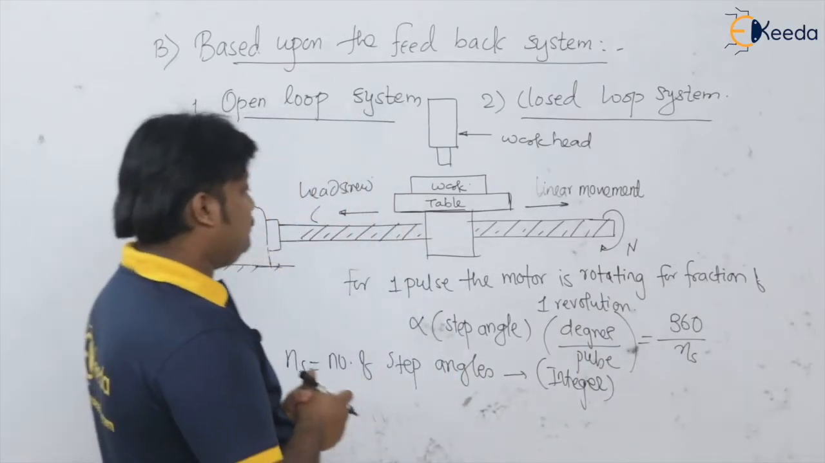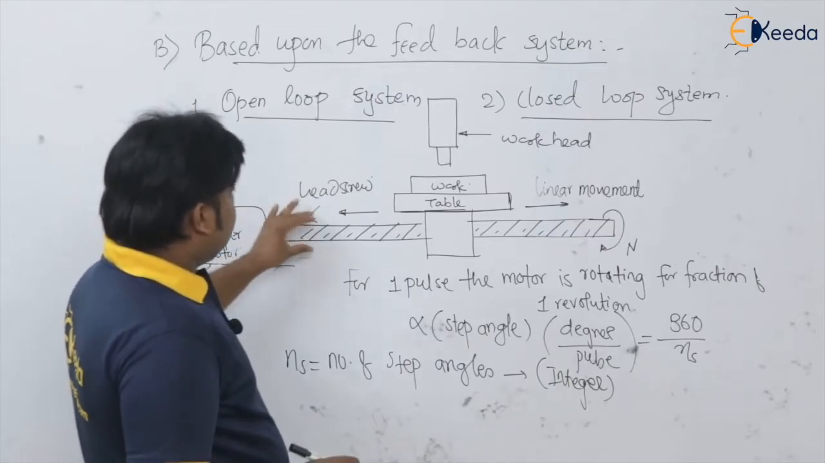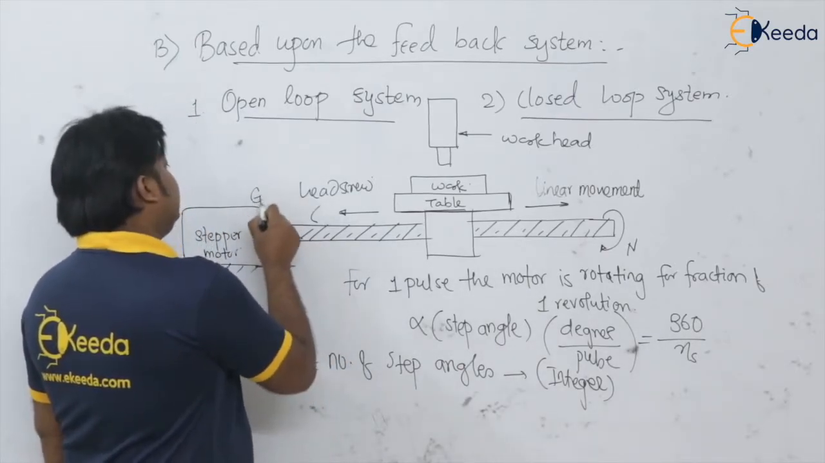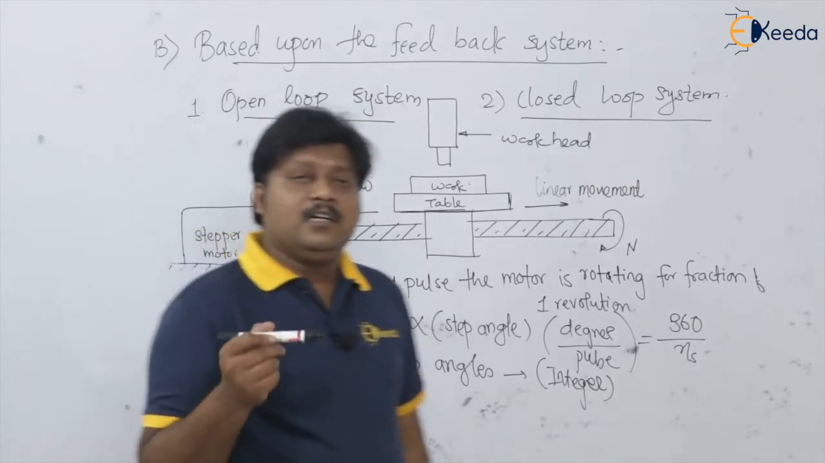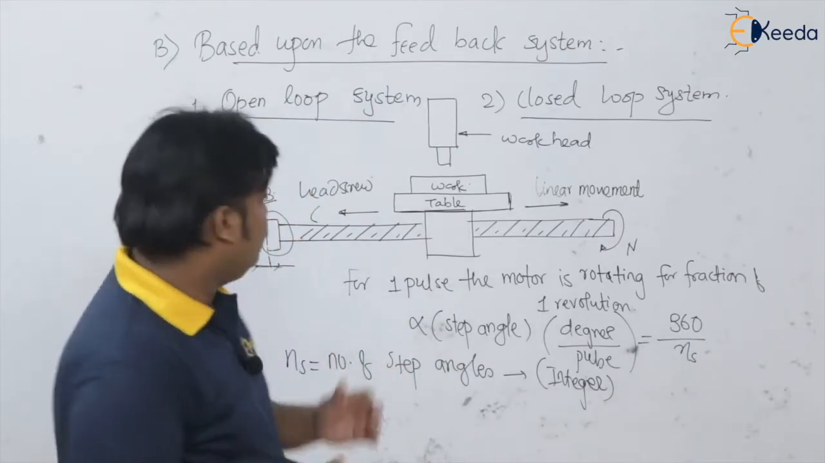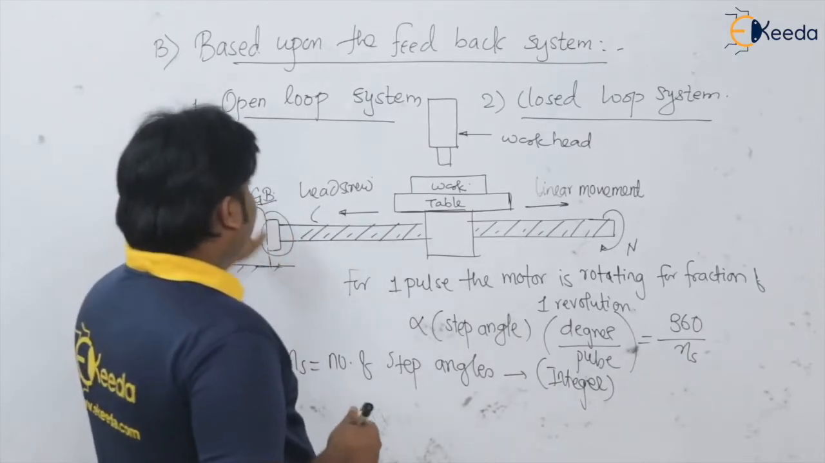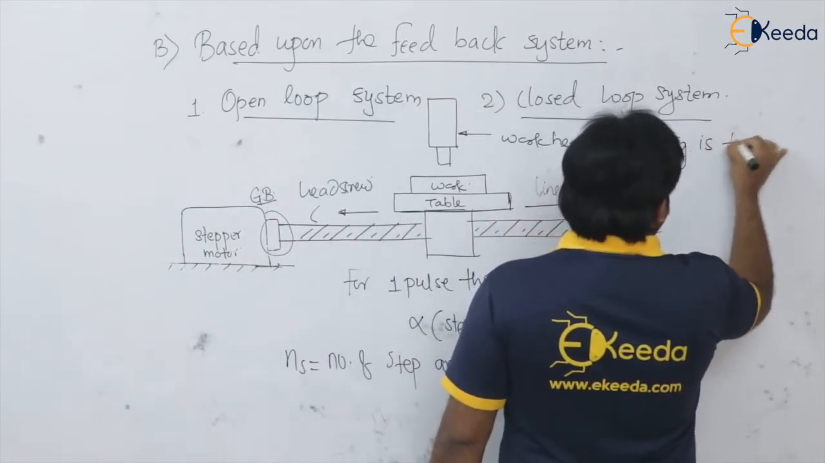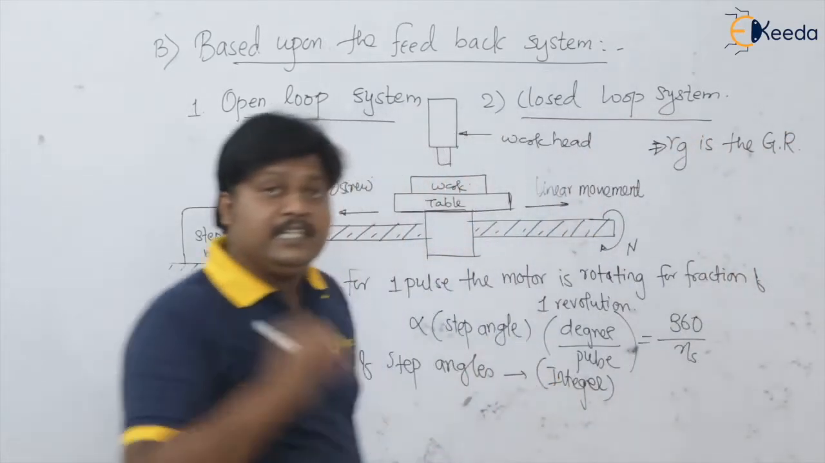Now see here, the shaft of the stepper motor is coupled with the lead screw, but many times there is a use of a gearbox to reduce the RPM or the speed of the lead screw. So for the speed reduction, we are using the gearbox. Suppose there is a gearbox and Rg is the gear ratio. Rg is the gear ratio.